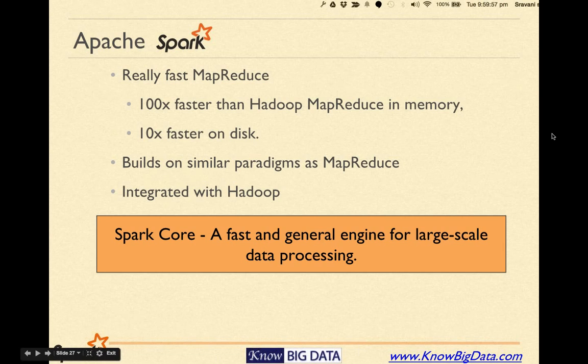Again, Spark is built up of many components. Spark core is the heart of Spark, which is a fast and general engine for large scale data processing. When you need to process huge data on a huge number of nodes, then Spark is your solution.